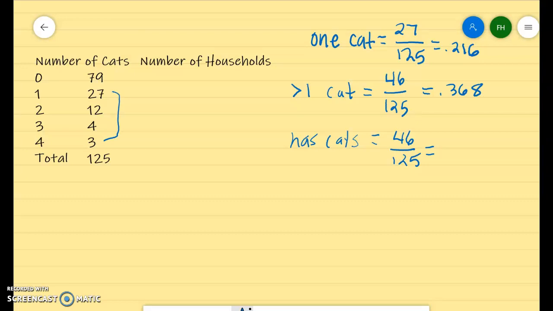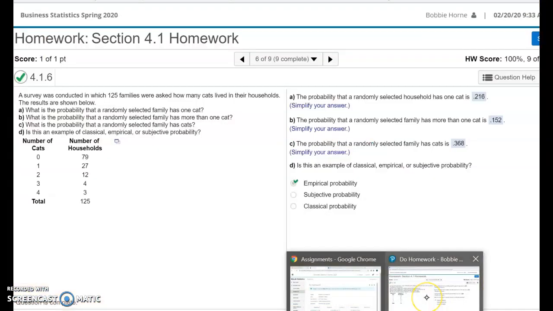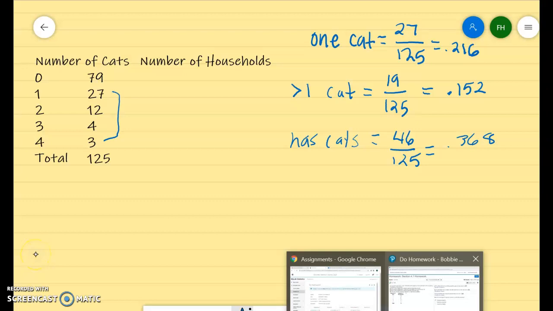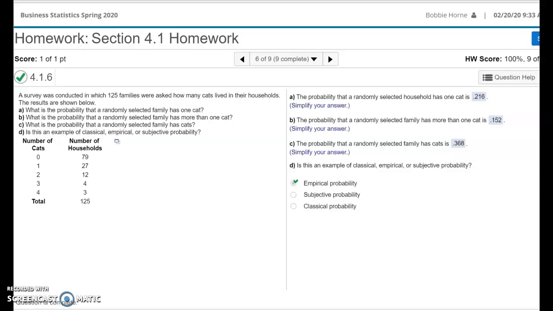And I made a mistake, I see, on the last one, so let me fix that. Greater than one cat would just be the 12, 4, and the 3. So I apologize for that. That would be 19 out of 125, which is 0.152. Okay, so I make mistakes. Y'all see it for yourself. And then we already answered D because we said it was empirical probability.